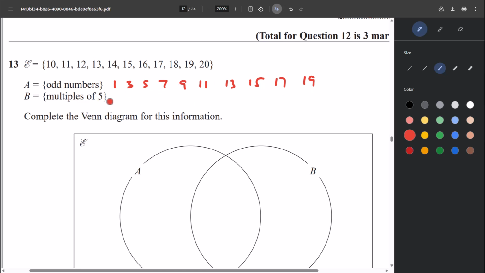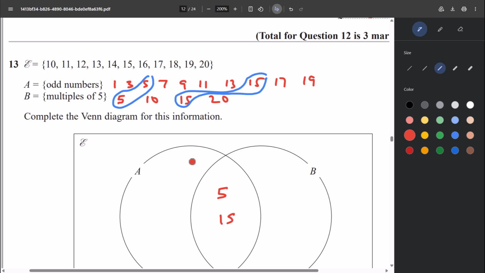And for set B, multiples of 5, that's 5, 10, 15, and 20. So we need to first of all get the intersection of A and B. The intersection will be 5 and 5. Is there any other number? Yes, we got 15 and 15. Any other number? I don't think so. So the intersection of A and B is 5 and 15.